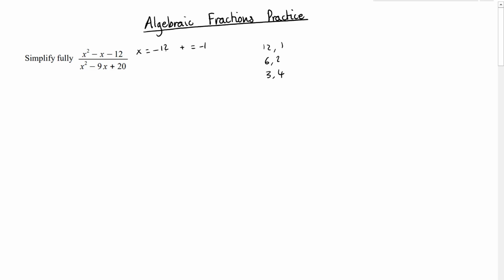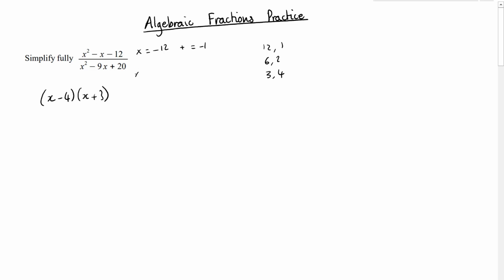But this one, once you've done loads of practice, you'll be able to see that this is going to be something to do with 3 and 4. And you want it to be minus 1, so it's going to be minus 4 and then plus 3. So this is going to become x minus 4, x plus 3.